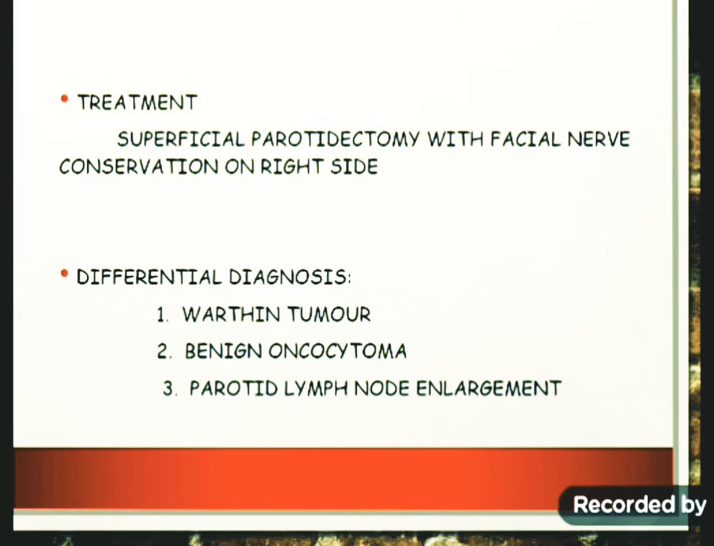Now, differential diagnosis. We saw that Wharton's tumor can be one, or benign oncocytoma, or there can be parotid lymph node enlargement, right? So all these we can rule out. Wharton's tumor is seen in male smokers, and on inspection and palpation, the swelling is soft and cystic.